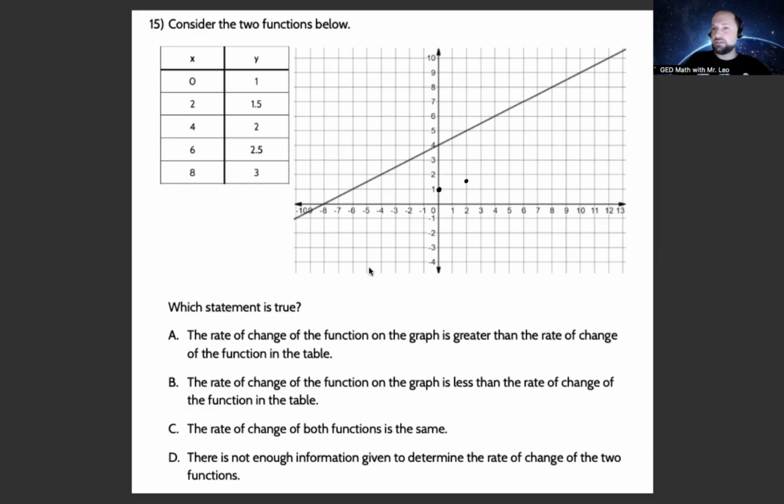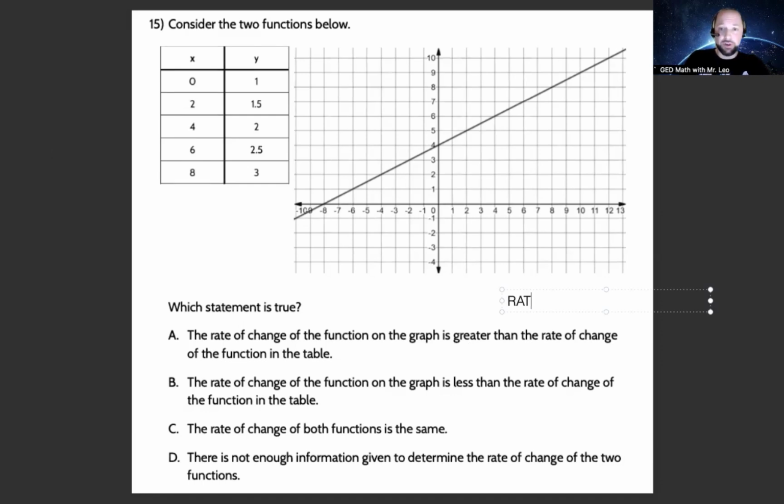Now, let's just look at these answer choices. What are we actually looking for? It says which statement is true. A. The rate of change of the function on the graph is greater than the rate of change of the function in the table. B. The rate of change of the function on the graph is less than the rate of change of the function in the table. C. The rate of change of both functions is the same. Or D. There's not enough information. I'll tell you right now, there is definitely enough information.